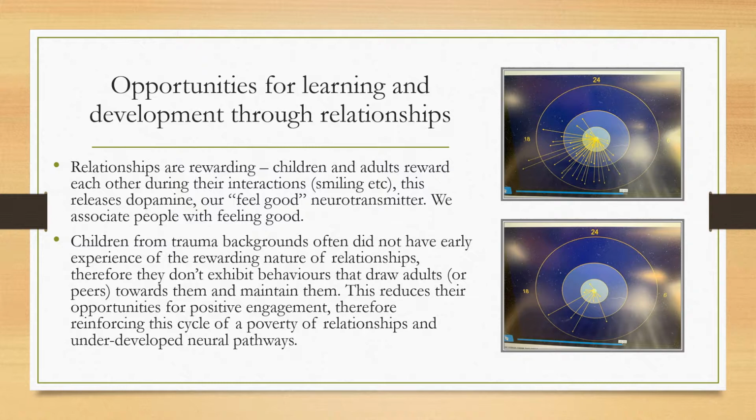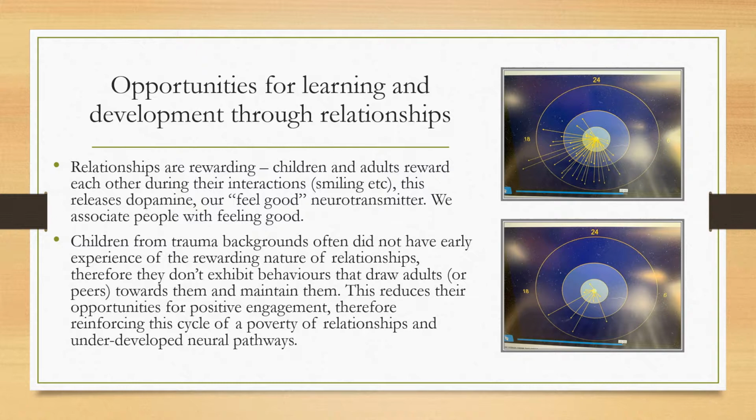Children and adults reward each other during interactions through smiling, laughing, giggling, and this actually releases a neurotransmitter called dopamine, which is our feel-good neurotransmitter. So we learn to associate people with feeling good. Have a think about a child that you've worked with, and you go over and tell them they've done a great job. Their little face lights up. They're so happy that you've recognized them. Their little smile makes you smile, and you leave that interaction feeling amazing. That child leaves that interaction feeling amazing, and therefore you're more likely to be drawn to that child, right? And so you're more likely to look for the good things in that child and have that experience again. That's human nature. That's how we develop, through those relationships.